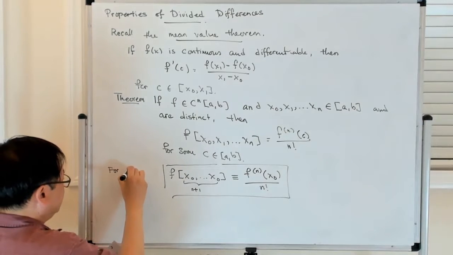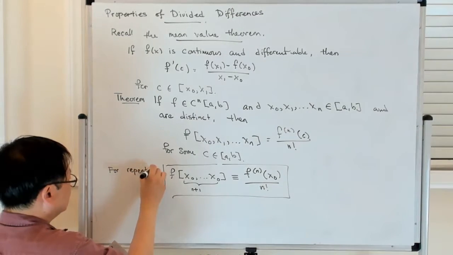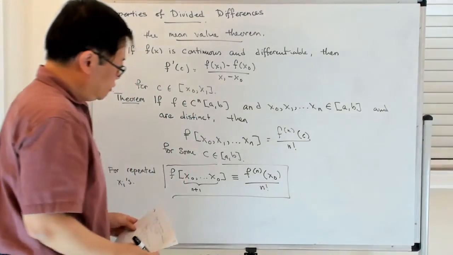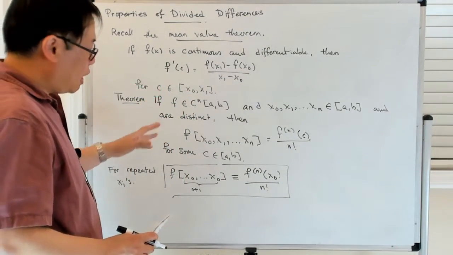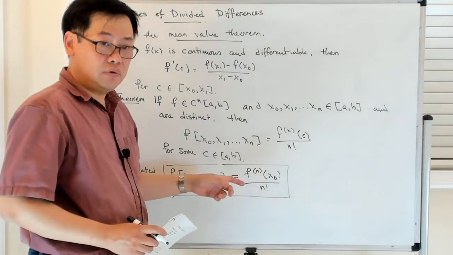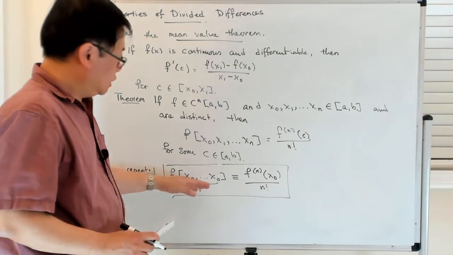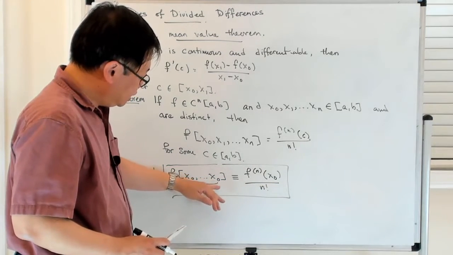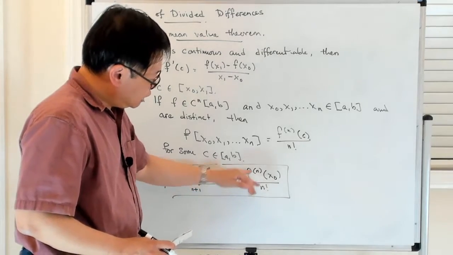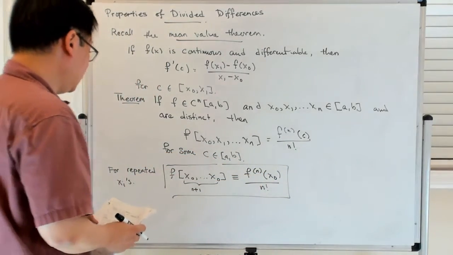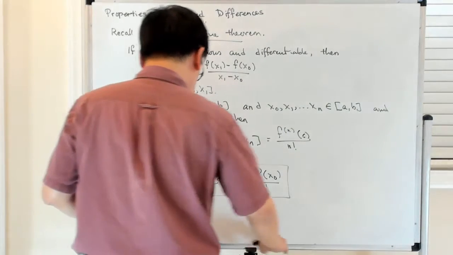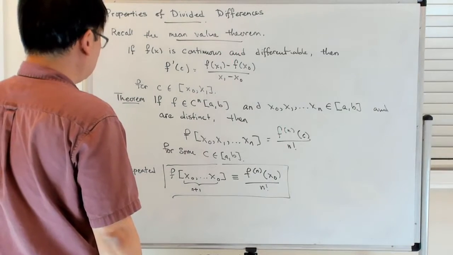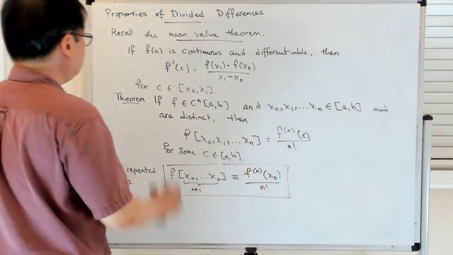This is for repeated xi's. So if the xi's are repeated, you basically ignore part of the divided difference table, and you only fill in the part where you have that repeated the appropriate number of times, and then you just fill it in with that derivative value. Let me try to illustrate that idea, at least conceptually.